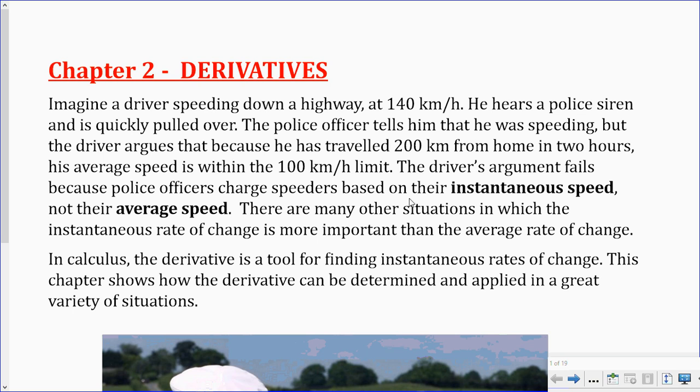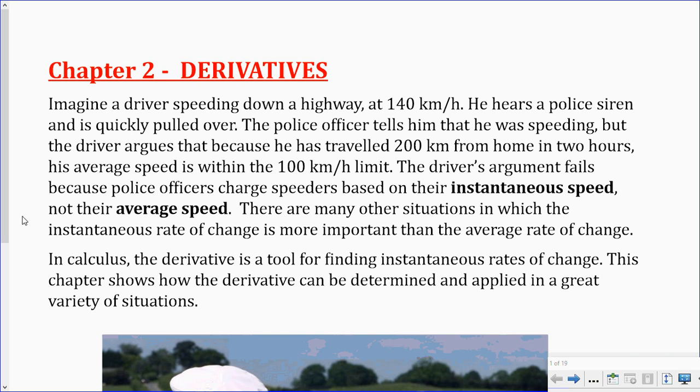But the speed that was registered at a particular instant was 140. Right, there's the instantaneous rate of speed, instantaneous rate of change. That's what the police officer catches him at, just at that instant. And that's very different from average rate of speed, or average rate of change.